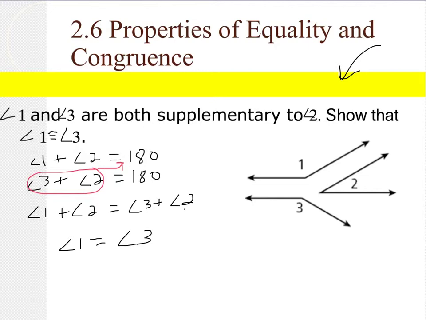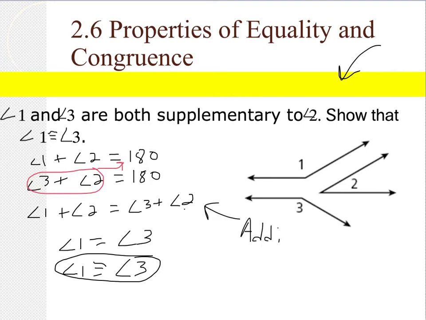However, these are figures. So in the end, we don't use that symbol. We use our congruent symbol, because we're not talking about numbers, we are talking about figures. So you can use that equal sign all the way down through, but just make sure we end up with that position right here. Remember, this step is all based on the addition property of equality.